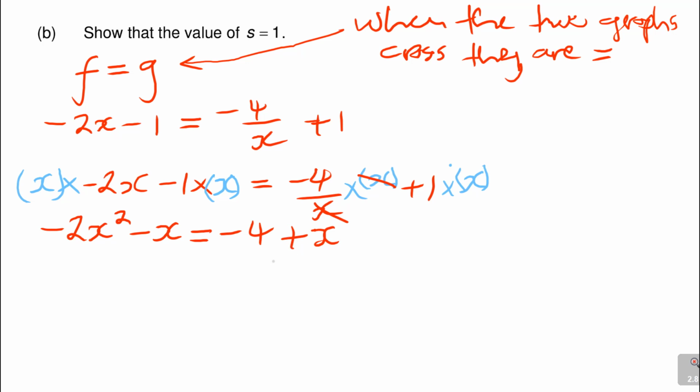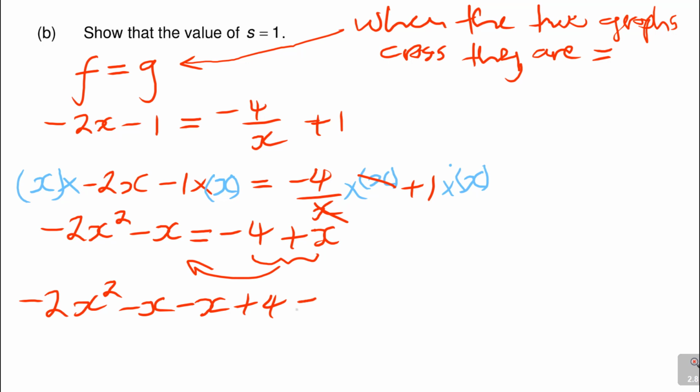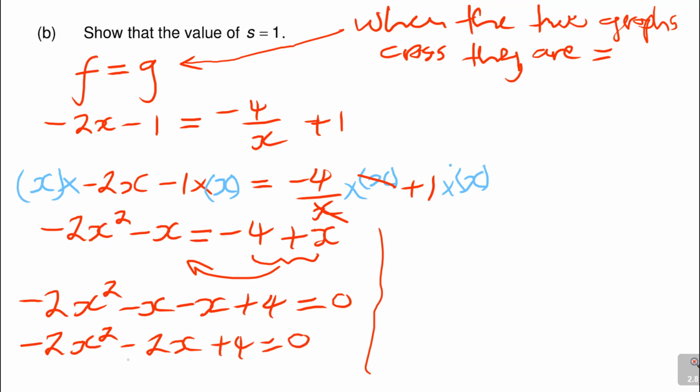Now take everything to the other side. It will be minus 2x squared minus x. The x again changes from positive to negative, minus x. Negative 4 becomes positive 4, equal to 0. Alright, so we continue to say minus 2x squared minus 2x plus 4 equal to 0. 2 is common. Do you see that 2 is common and the negative is common? So we can divide by negative 2, divide by negative 2, divide by negative 2. Even on the other side, it's always proper to do that, even if it doesn't change.